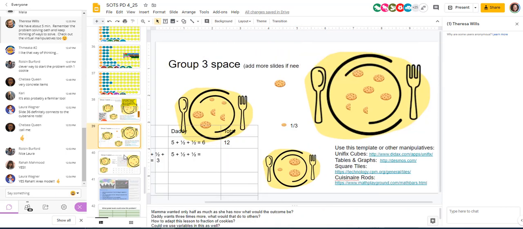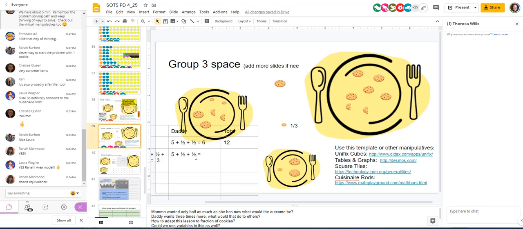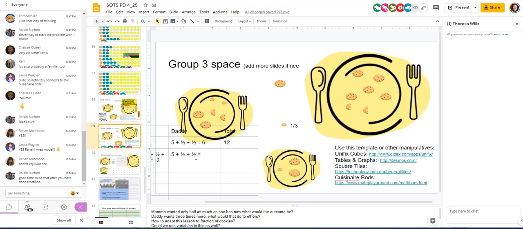Let's see, on slide number 39, let's head down to slide 39. How were you all thinking of these little cookies? What's going on here?